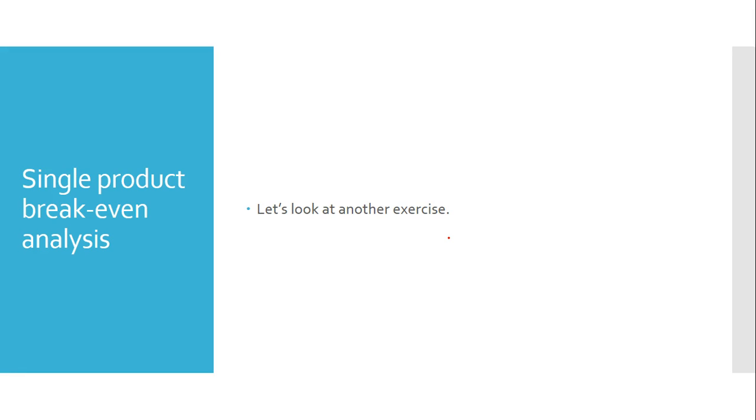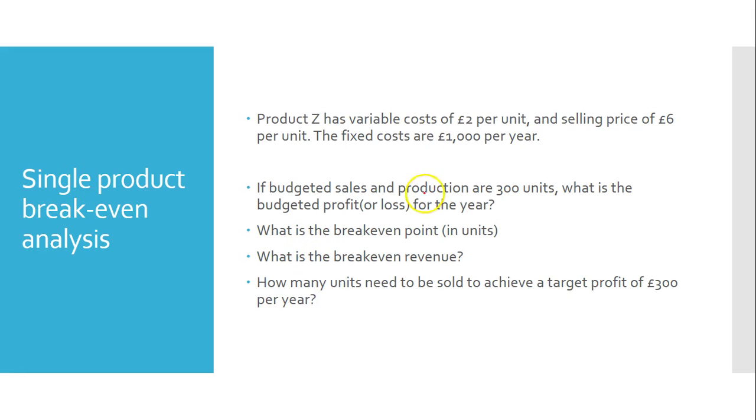Let's look at another exercise. We're focusing here, first of all, on the idea of single product break-even analysis. The next video will discuss multiple products, but this video is first of all looking at just single products. And we have some data here, which we did look at last time in class. So we have variable cost of £2 per unit, selling price of £6 per unit, fixed costs of £1,000. Same process.